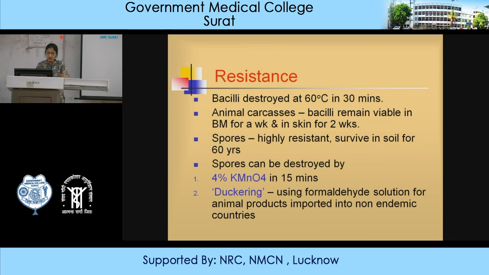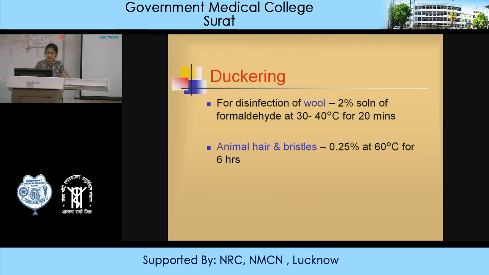We use formaldehyde solution for animal products which are imported into non-endemic countries. For duckering of infected wool containing spore-bearing bacilli, 2% solution of formaldehyde at 30 to 40 degrees Celsius for 20 minutes is used. So we have to expose the wool to formaldehyde fumes. Animal hair and bristles are deposited in 0.25% at 60 degrees Celsius for 6 hours.